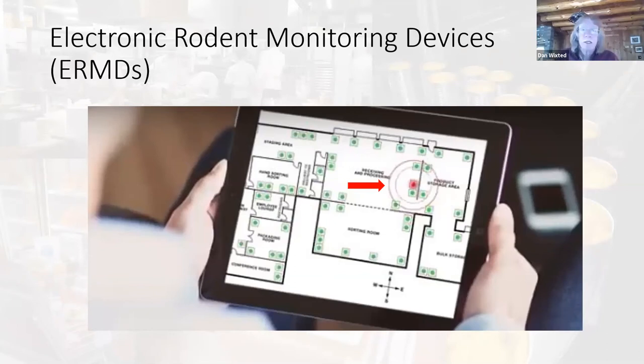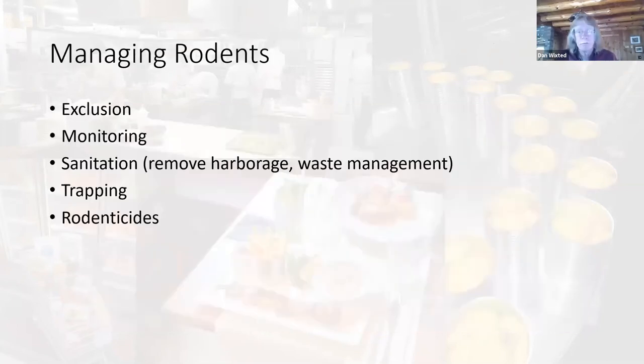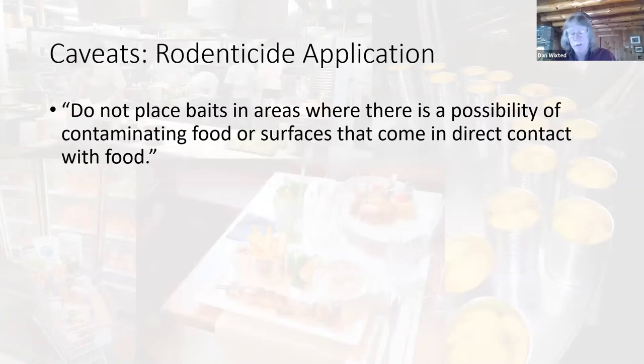So we've talked about different methods for managing rodents. The last one on the list here is rodenticides. They're a very useful tool in managing rodents in food facilities. There's an important caveat on the label saying don't place baits where there's a possibility of contaminating food or food contact surfaces. And that makes perfect sense. And you're not going to do that, and the technician's not going to do that. But a rodent might pick up a bait and carry it off.